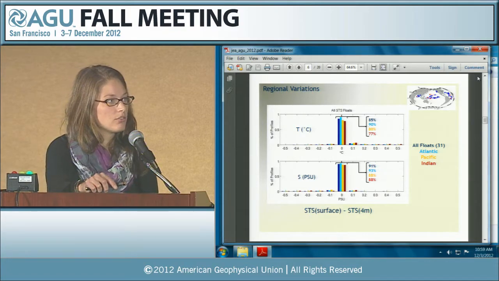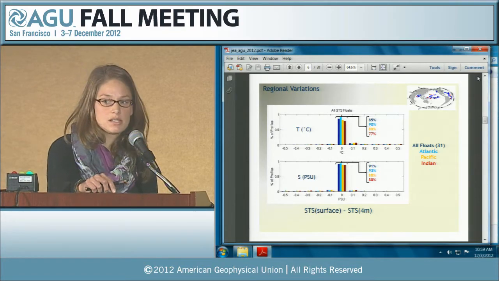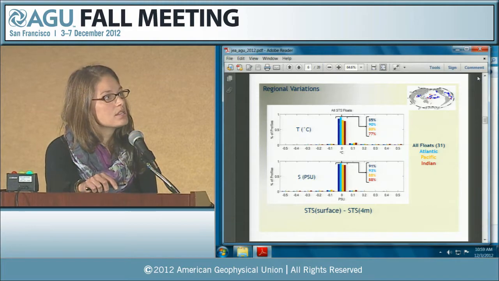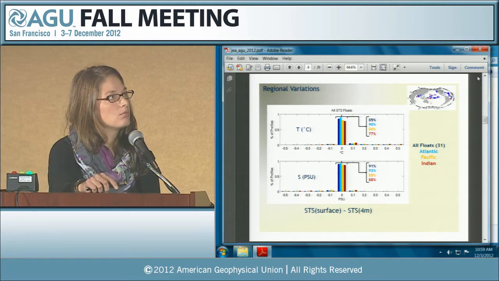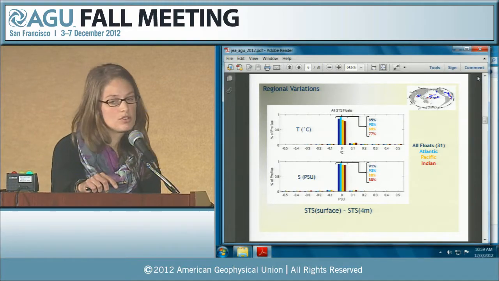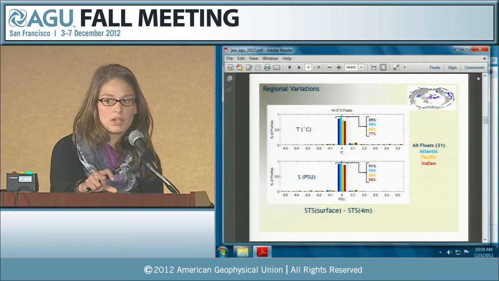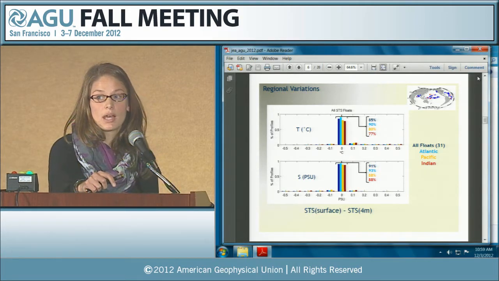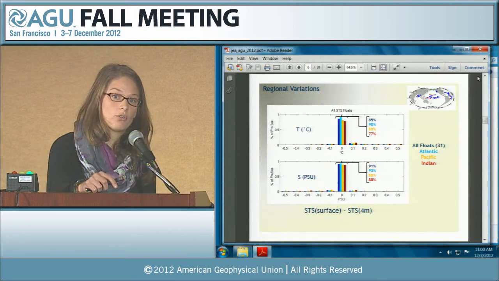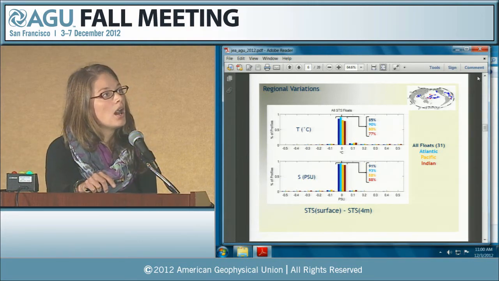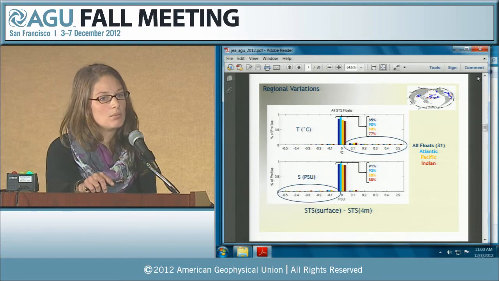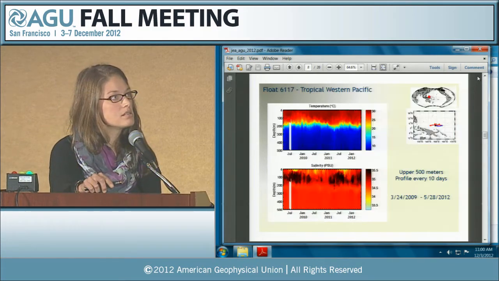So shown here is the difference from the shallowest STS reading in 4 meters. And we see approximately 85% of the time for temperature and 91% of the time for salinity that the upper 4 meters is well mixed. So this means the majority of the time what Aquarius sees and what a typical Argo float sees are about the same. However, these remaining time periods have some very unique processes in them.